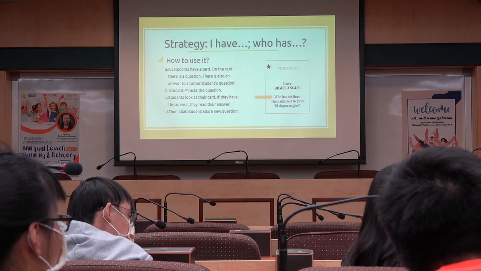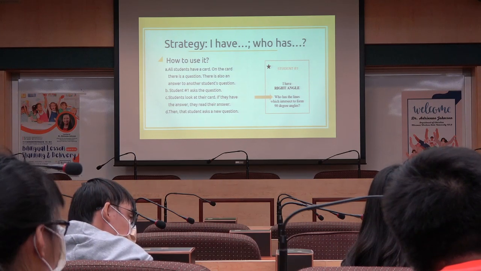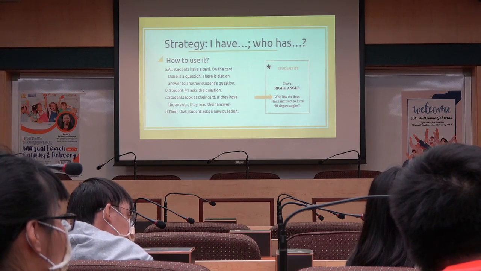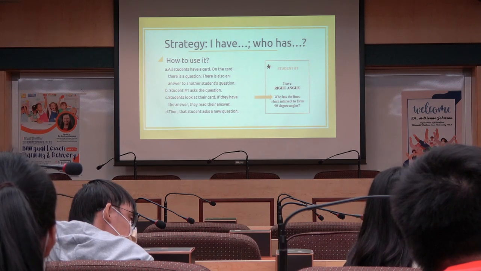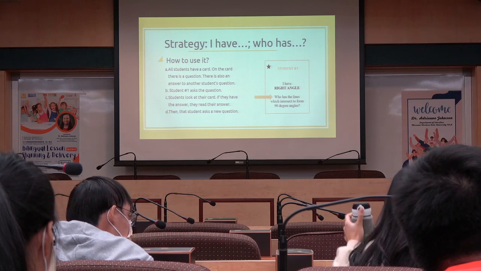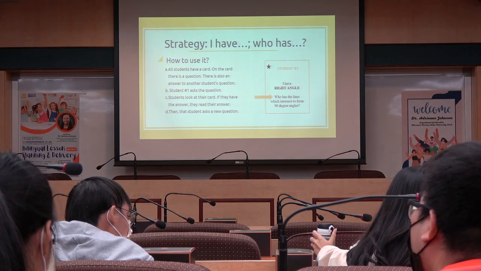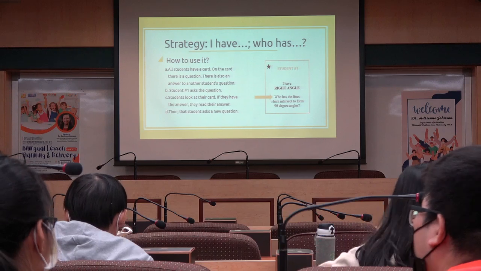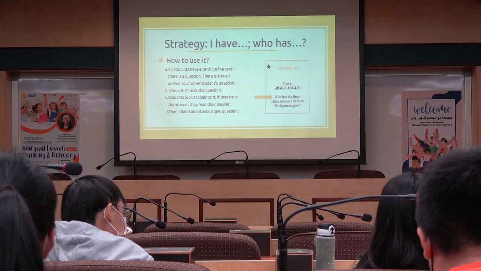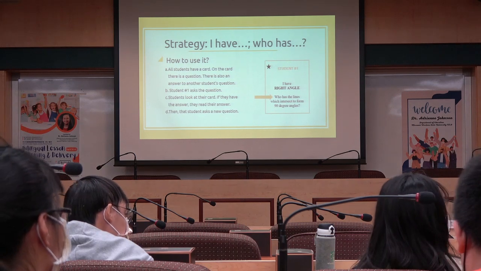Who has the point where two rays meet to form an angle? Say it nice and loudly. You did it perfectly, but nice and loudly. Who has the point where two rays meet to form an angle? The point at which two rays meet. Rays, what are rays? Like lines. To form an angle.